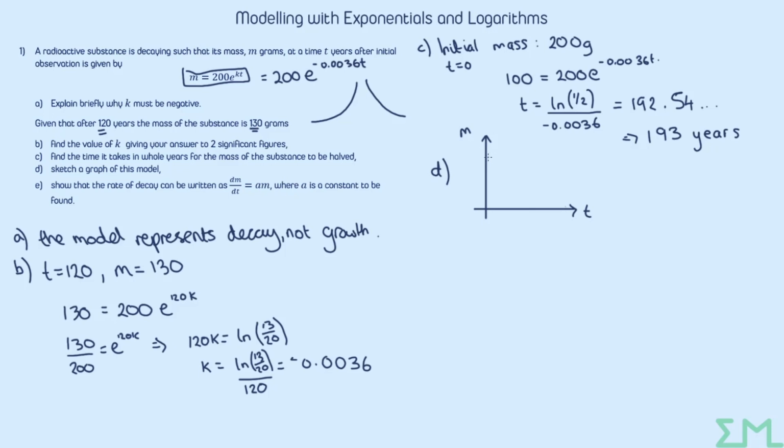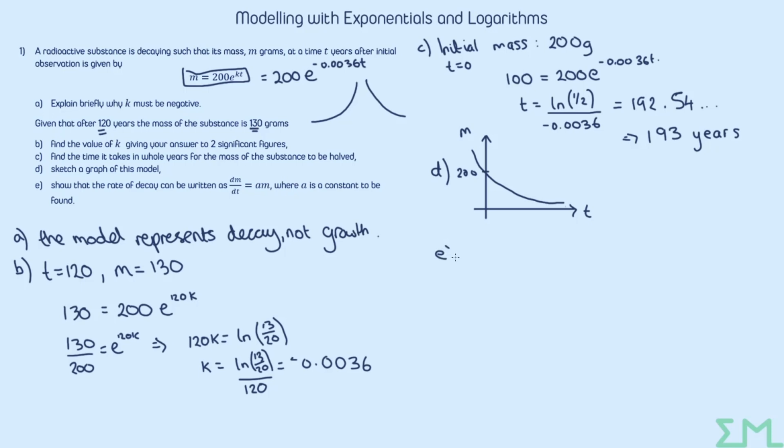We're coming down through 200 because that's our initial value. I'm coming down. Oh dear, we struggle to draw these ones. I'm going to come up like that. There we go. 200, and then it comes down and decays exponentially, tending to an asymptote on the positive t-axis.